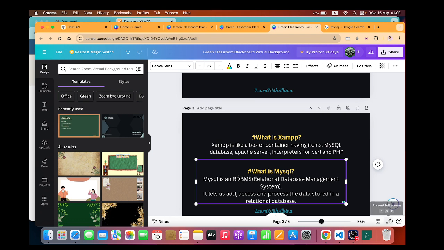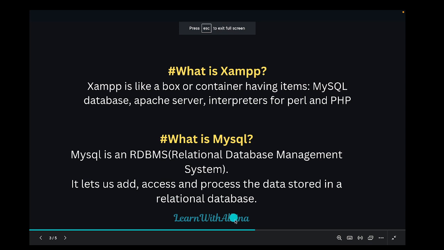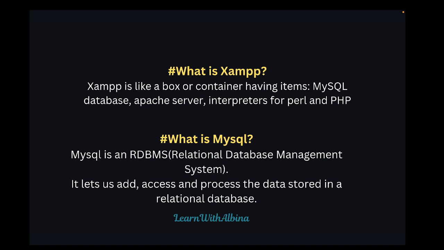So see, MySQL is nothing but a relational database management system, and it lets us add, access, and process the data stored in the relational database. Relational database means, you know what database is. Database is also a container which contains the data, right? So database is the place where we store all the data, and relational database means a database that stores data in the form of rows and columns. The database that stores data in tables is known as relational database.